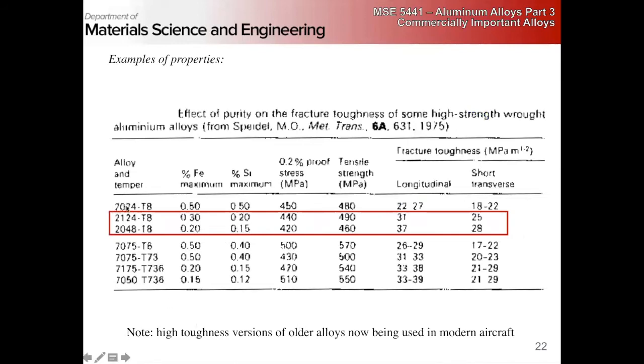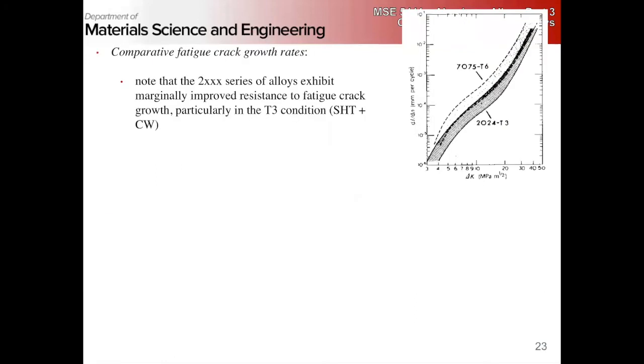Right, but we can see if we look at 2024 and we look at the fracture toughness, 22 MPa square root meter up to 37, right? Which means we can have these aluminum copper alloys that perform along the same high toughness values that are in the 7000 series alloys.